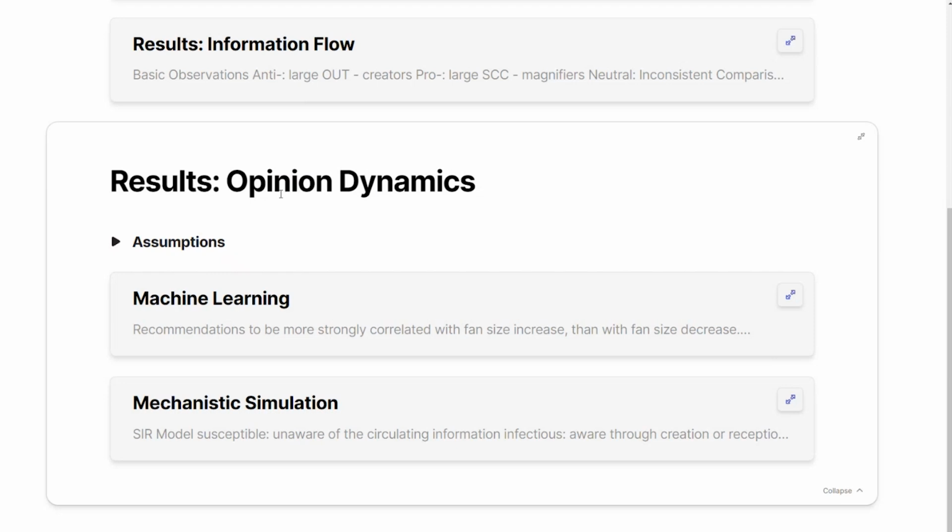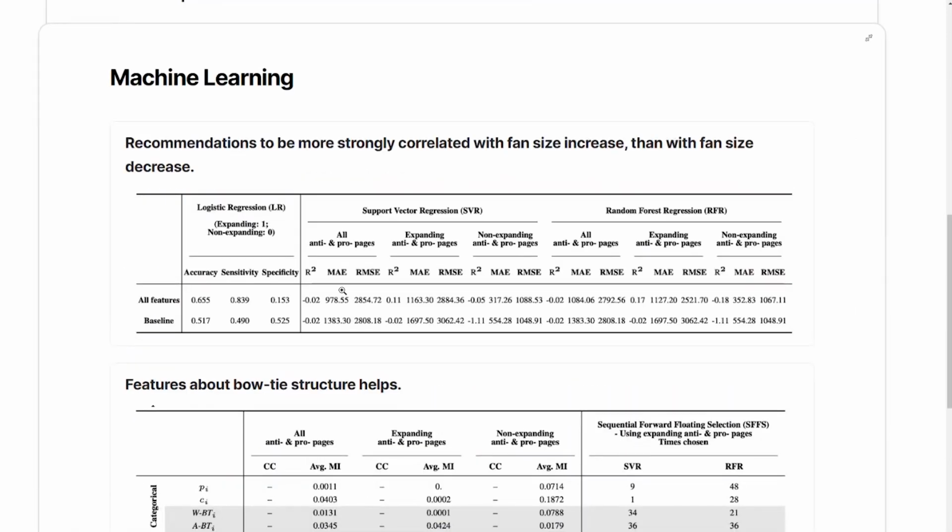For the opinion dynamics prediction, we actually put it into two models, one a machine learning model and the other a mechanistic simulation. The machine learning model is just a basic model to show whether the recommendations are good enough for us to predict the opinion dynamics. On the other hand, we notice that a machine learning model may not be insightful in explaining whether the bow tie structure can predict the opinion dynamics. That's why we put a mechanistic simulation there to add more explanation. So first, let's take a look at the machine learning model.